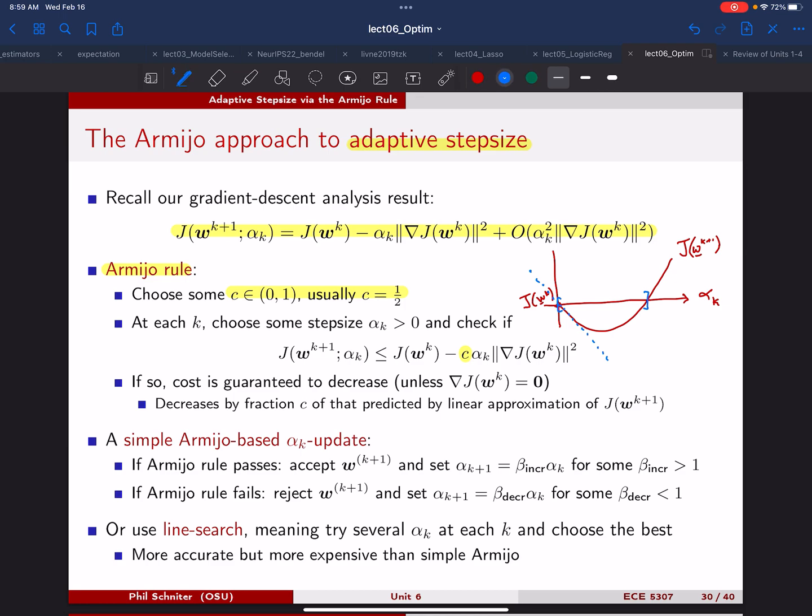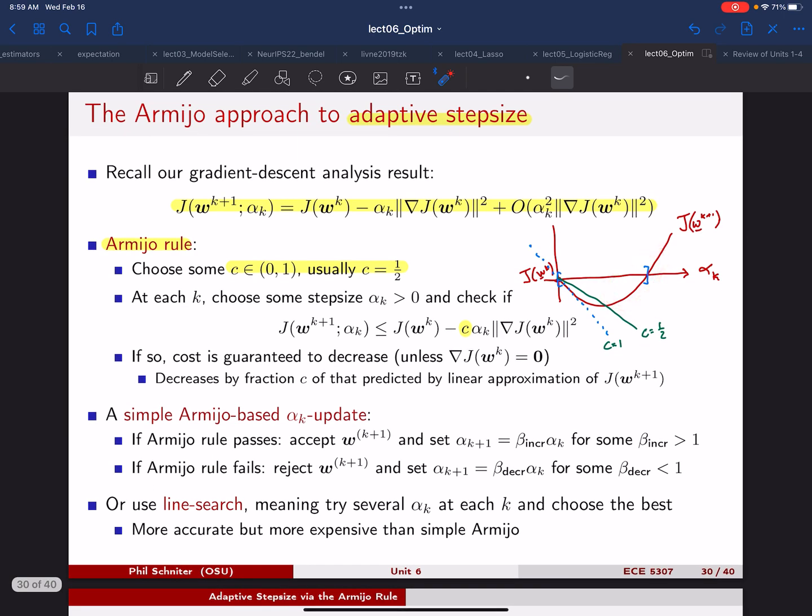So we can now draw, essentially, another line here. If c was 1, you would be at this line, but if c is 1/2, then you have a line with half the slope. So half the slope. So again, the test is, if your new cost is below the green line, you accept it. If it's above the green line, meaning anywhere over here, you reject it. So this essentially would tell you to accept anything in this region. So that's the Armijo Rule.